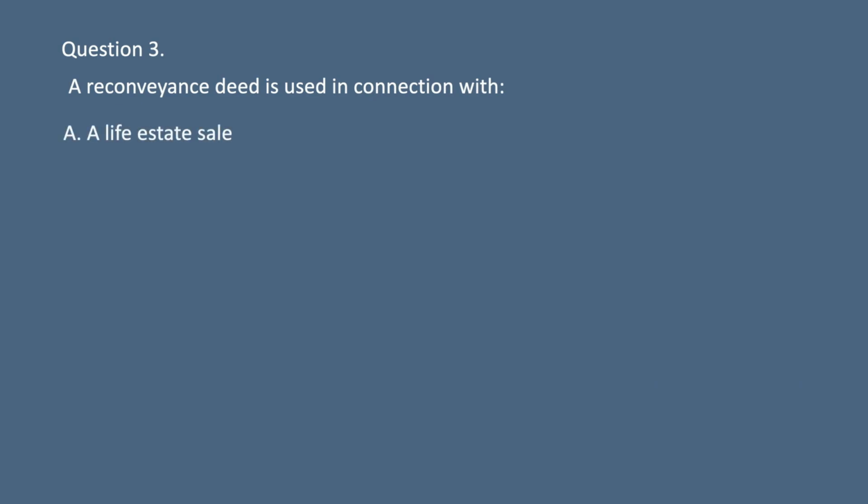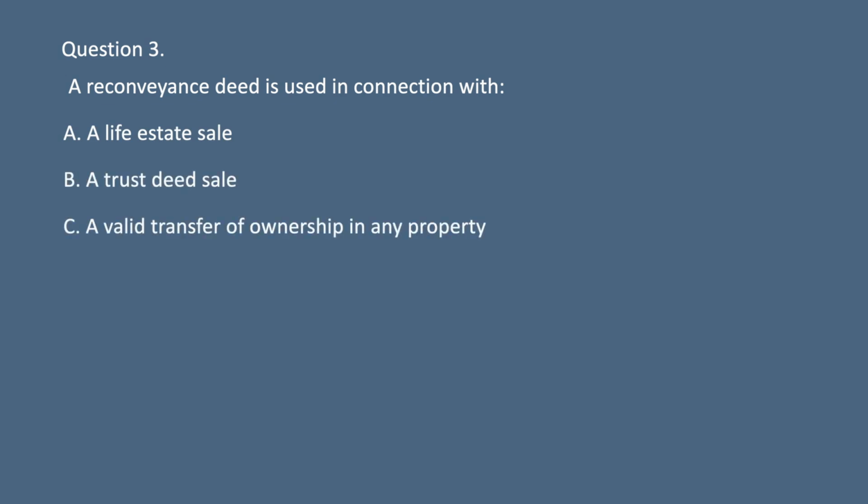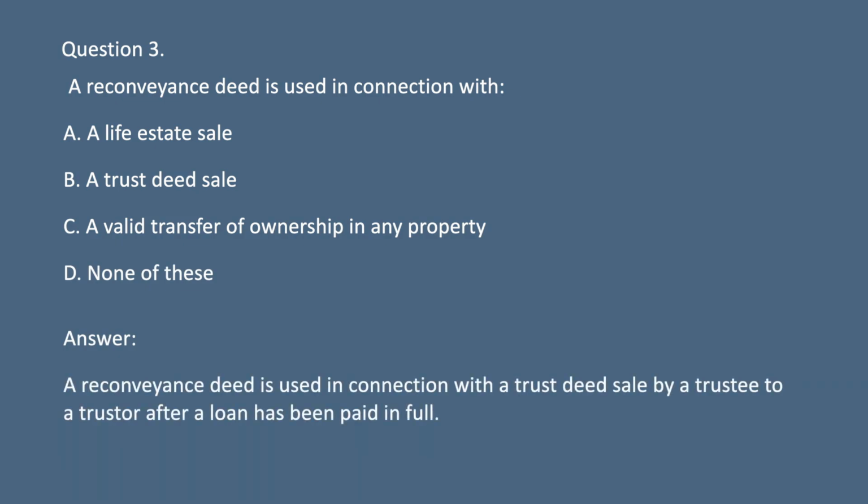Question 3. A reconveyance deed is used in connection with A. A life estate sale. B. A trust deed sale. C. A valid transfer of ownership in any property. D. None of these. Answer. B. A reconveyance deed is used in connection with a trust deed sale by a trustee to a trustor after a loan has been paid in full.